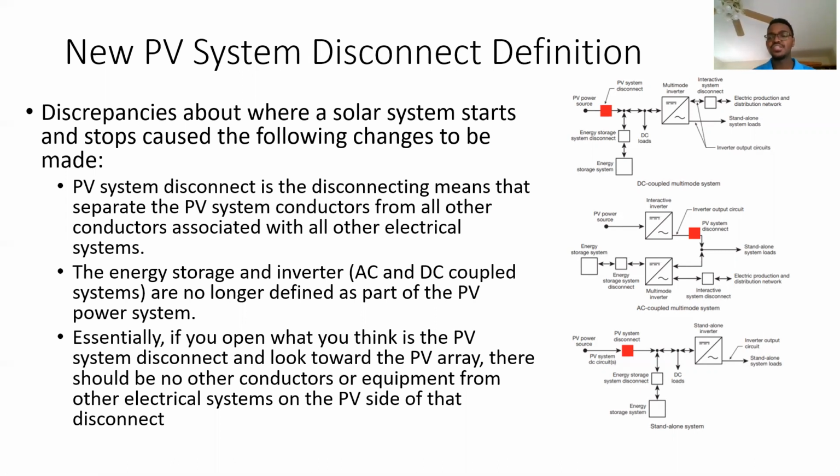On the right over here are some images of different solar system configurations, and it goes into depth with 3 of the main types: the DC coupled multi-mode system, an AC coupled system, and then a standalone system. And it shows in red where the PV system disconnect should be.